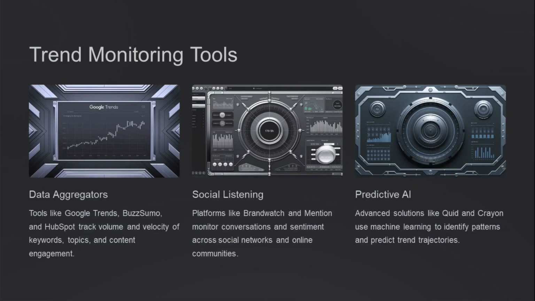You don't have to do all this manually. Today's trend analysts have powerful tools. Google Trends and BuzzSumo help track what people are searching and sharing. Brandwatch and Mention scan conversations online. AI platforms like Quid and Crayon analyze massive data sets and predict trend trajectories. These tools help turn weak signals into actionable foresight.